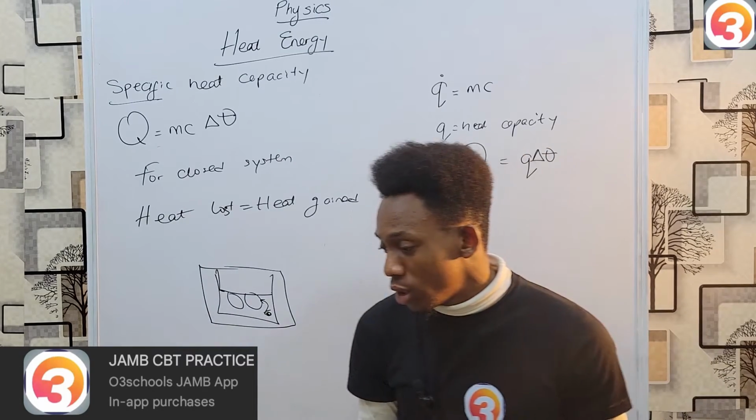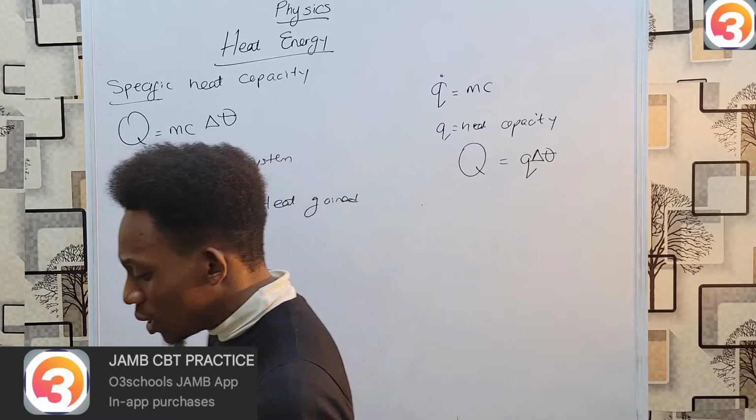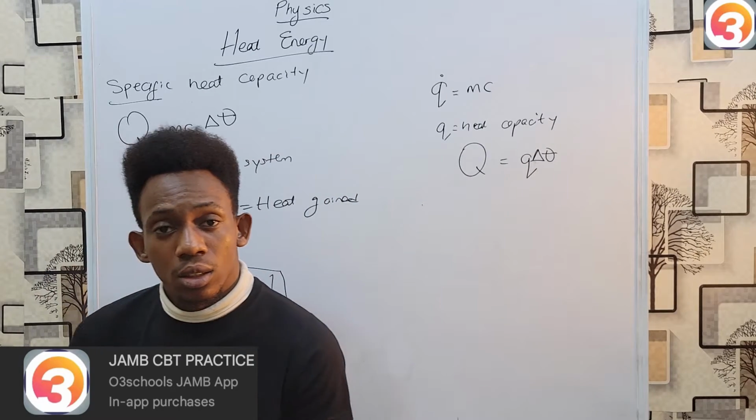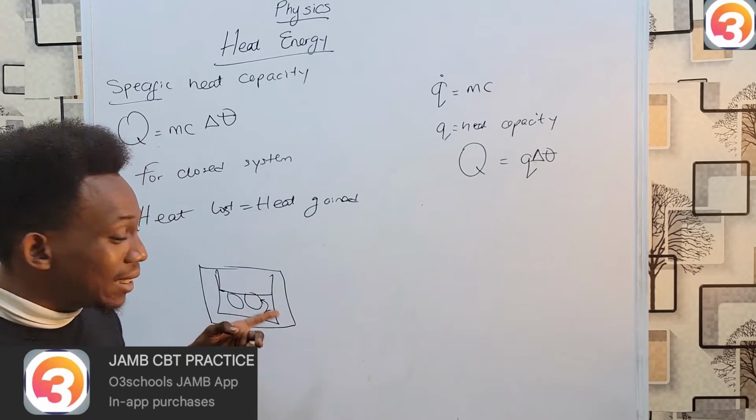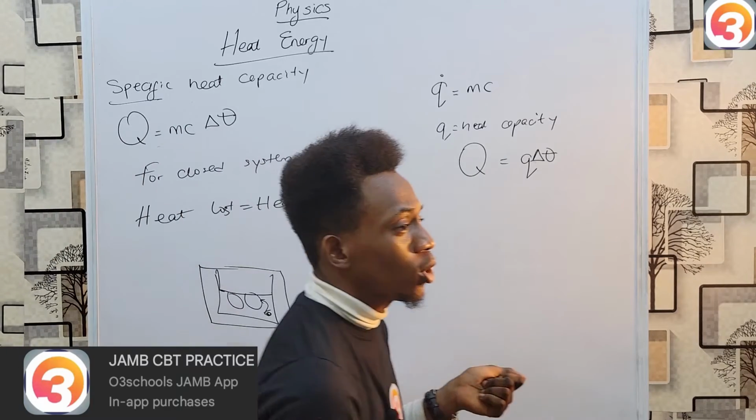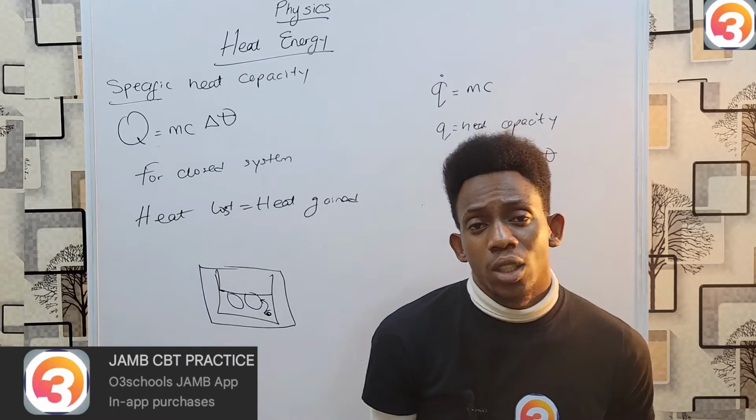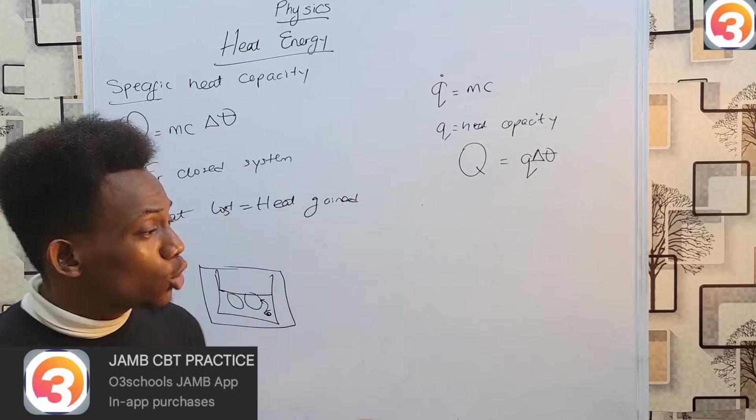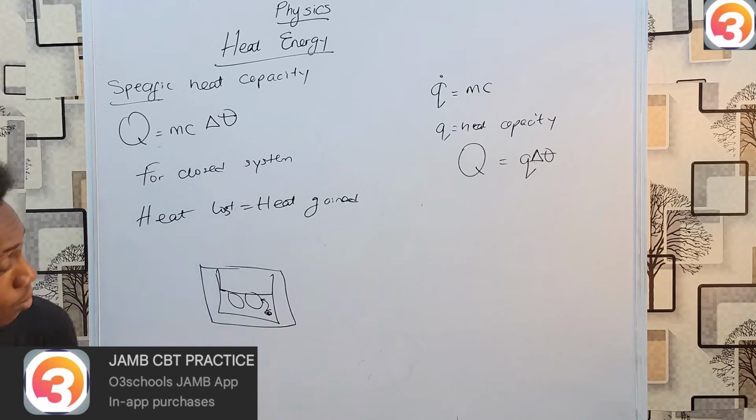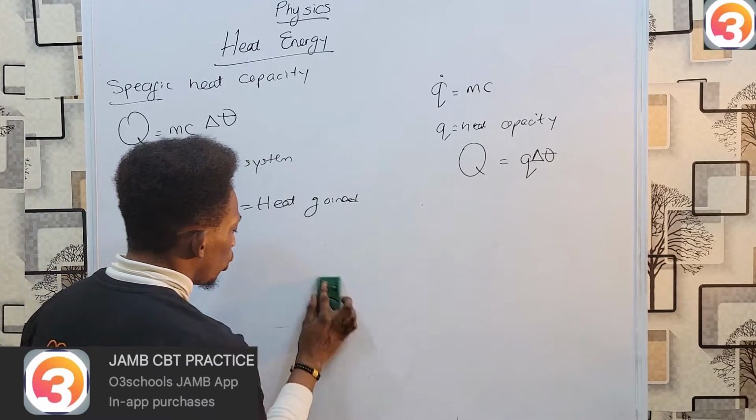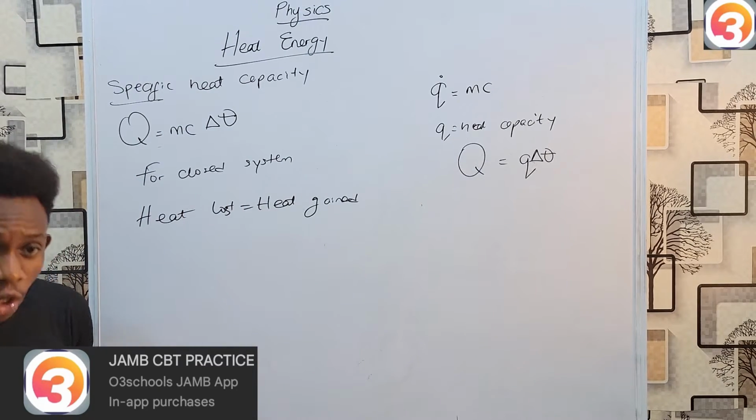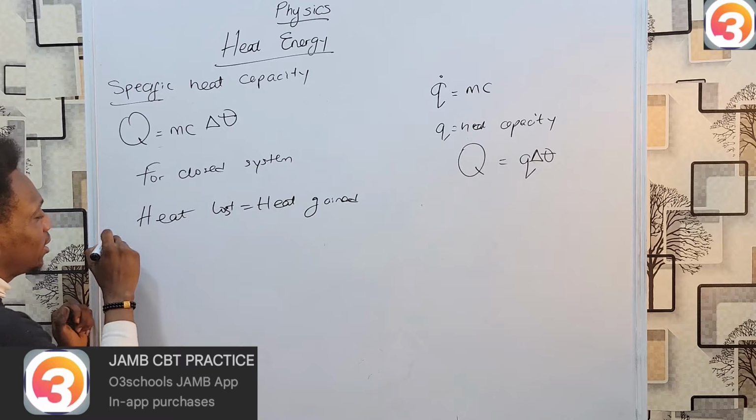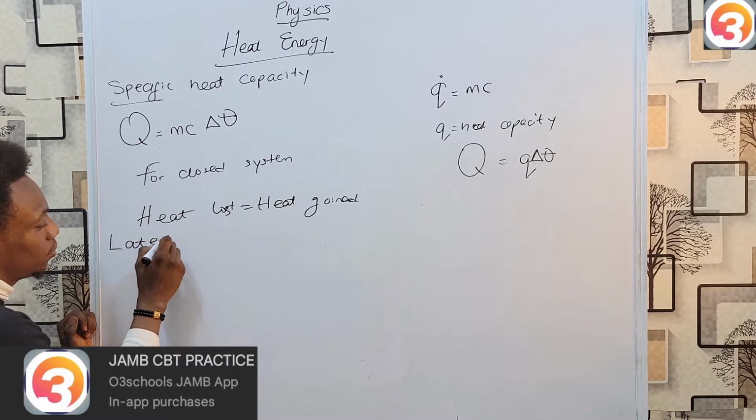Now, once we know this, we have to remember, what if there's a change of state? As you're aware, I just talked about ice. Ice melts, and water can also boil. In those situations, is our calculation exactly the same? Not quite. In those situations, we have to introduce a brand new concept, and this concept is known as latent heat.